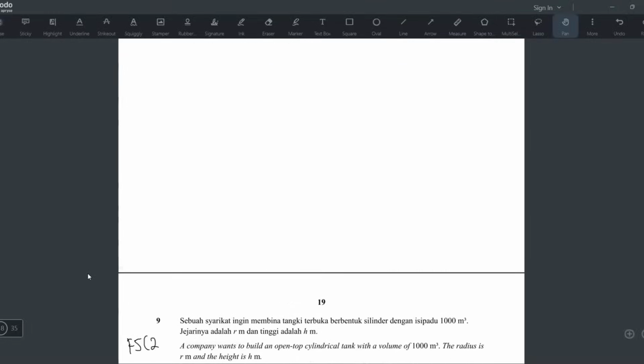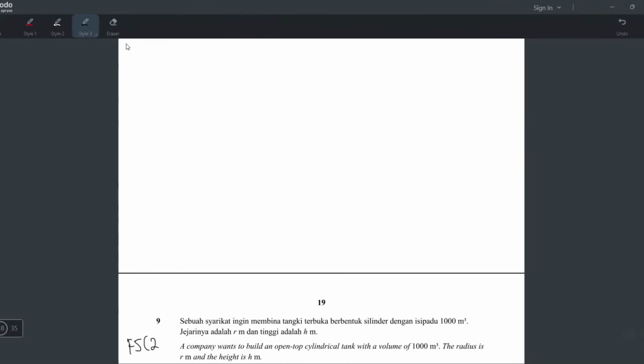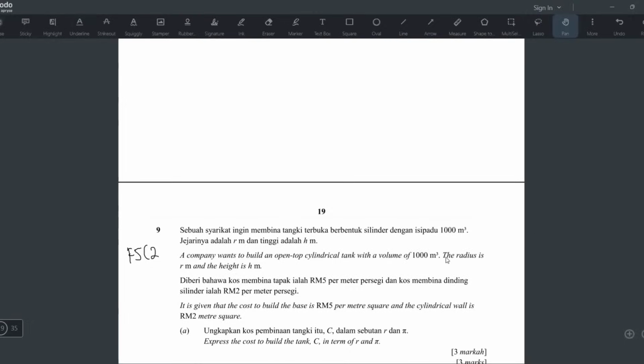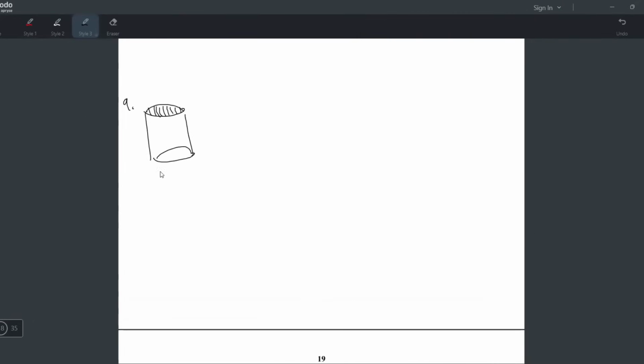Okay, so let me draw out the open top cylinder. So number 9. It's a cylinder and it's open top. That means there's a hole here. Open top. With a volume of 1000 meter cube. Alright, so the volume is given.